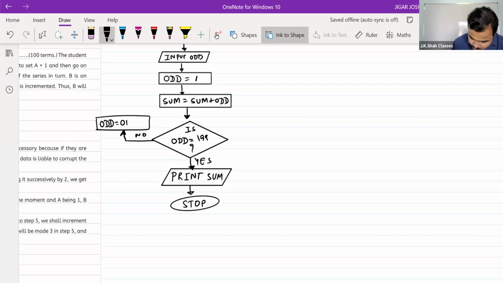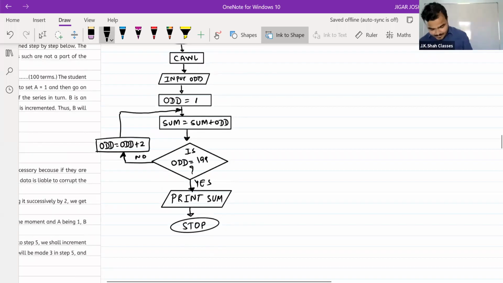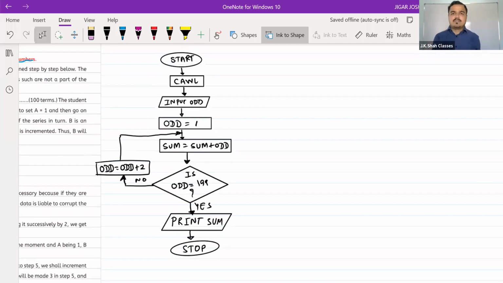Odd is equal to odd plus 2. Agree? Yes, sir. And connecting here. Agree? Yes. See how the question will work.